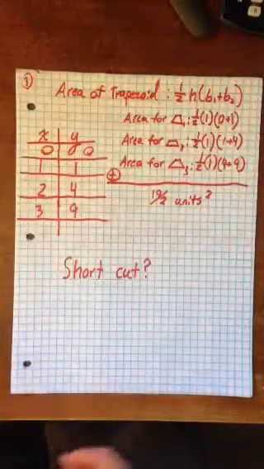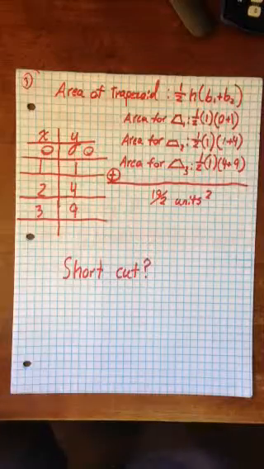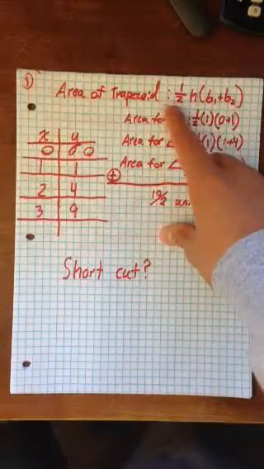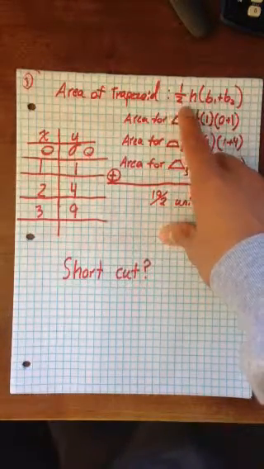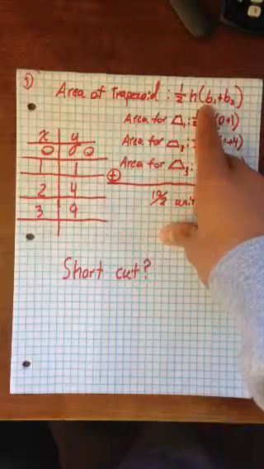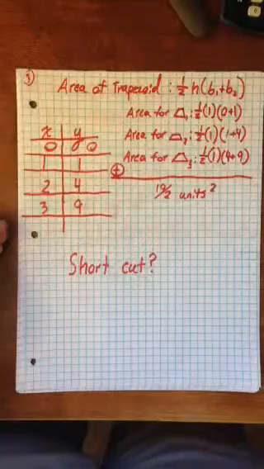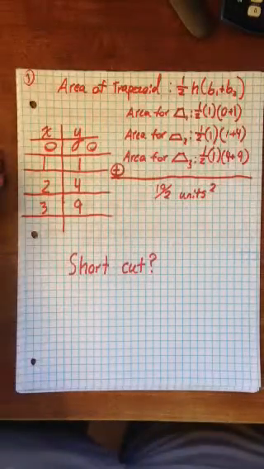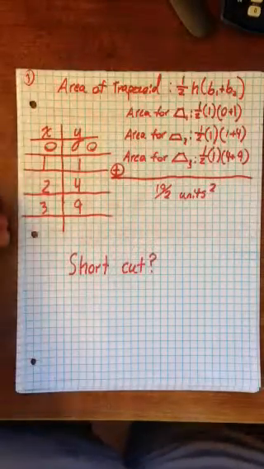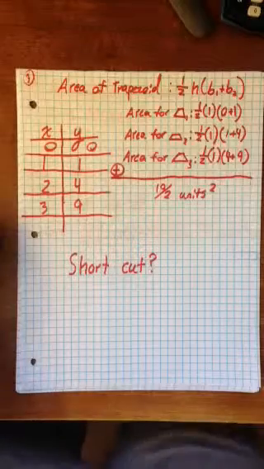So, how to solve this? First, let's look at what the area of a trapezoid is. Area of a trapezoid is 1/2 times height times base 1 plus base 2. Now let's look at our x and y values real quick. What I like to do to solve this is make a chart of our x and y values that are going to go into the equation.